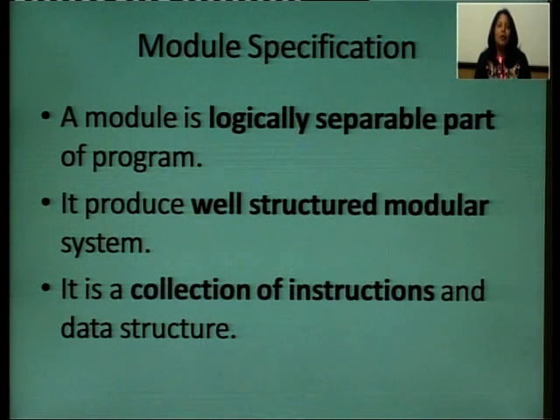So a module is a logically separable part of a program. That is basically the coding, a logically separable part of a program. It produces a well structured modular system. It is a collection of instructions and data structure. Module specification is a logically separable part of a program.